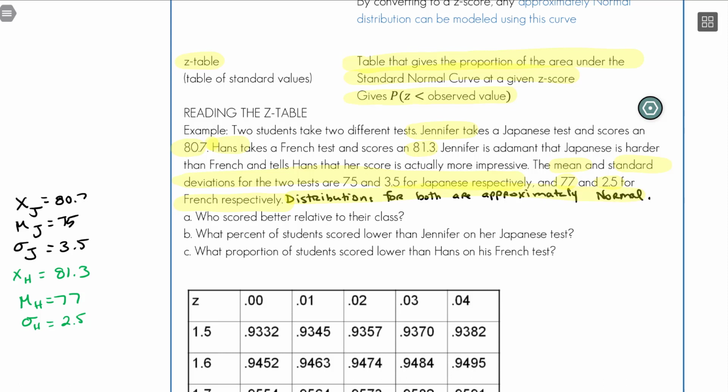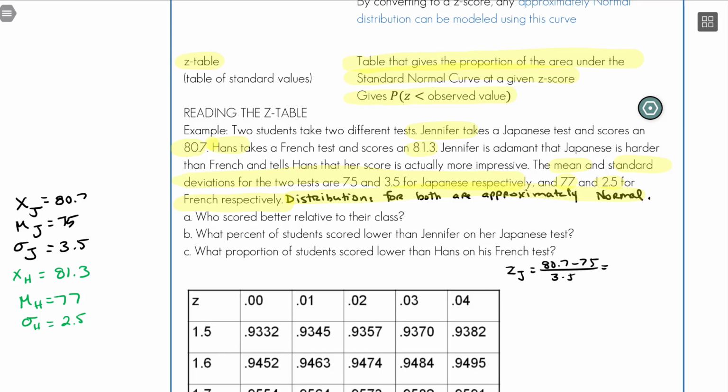So we're going to be able to do more than calculate their standard scores and compare the two test takers on their different test scores. We are also going to be able to see where exactly they ranked and what percentage of individuals scored worse than they did. Let's take a look. The first task is to see who scored better relative to their class. Let's calculate their z-scores. For Jennifer, the z-score was 80.7 minus 75 divided by 3.5.